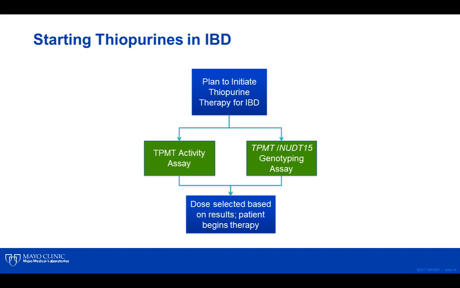NUDT15 has emerged in recent literature as an additional significant contributor to thiopurine metabolism. Therefore, we now recommend testing for NUDT15 in addition to TPMT. And based on the results of TPMT and NUDT15 testing, the starting dose of thiopurine medication is determined, or in some patients, perhaps a different medication is selected.